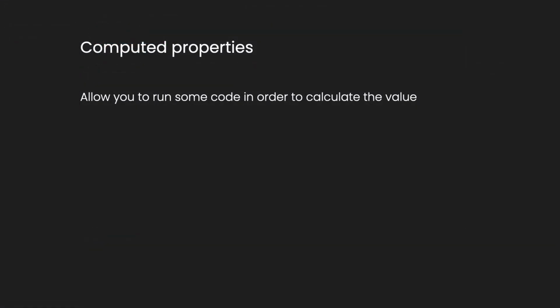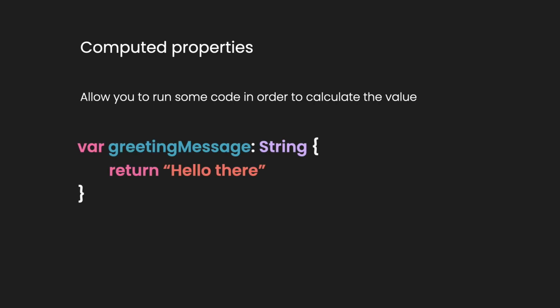So what are computed properties? Computed properties allow you to run some code in order to calculate the value. When we look at the syntax of a computed property, you can see here how we have a computed property called greetingMessage. It's of type String, and what we want to do is execute this line where we return a string that says "hello there".